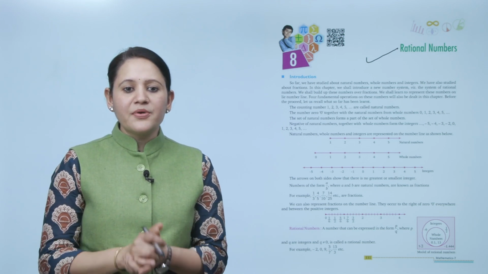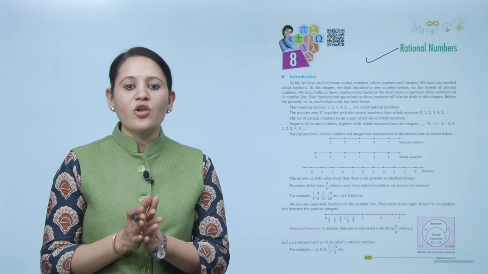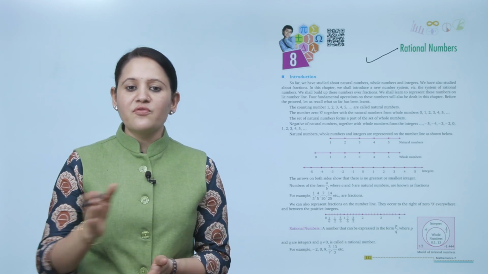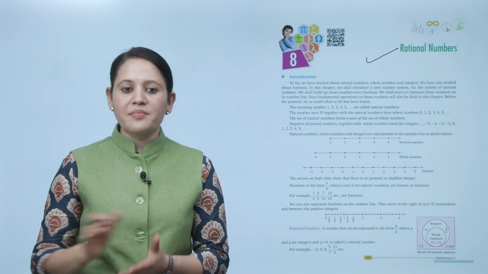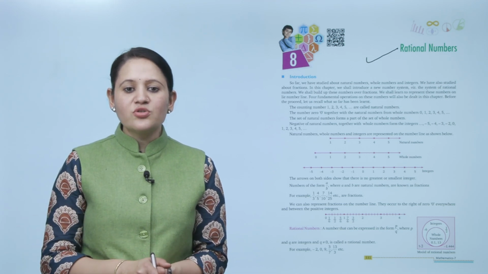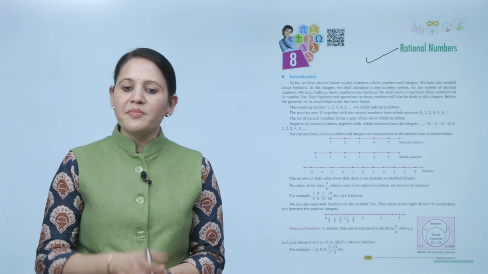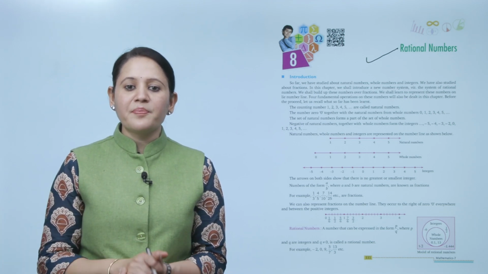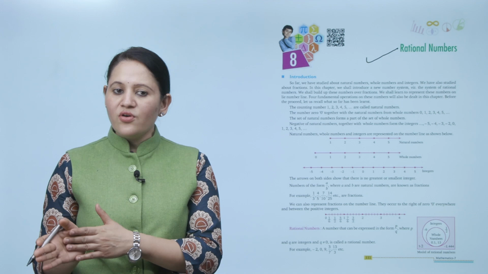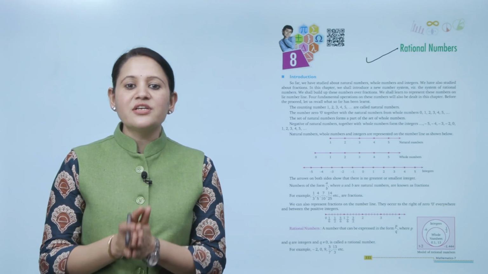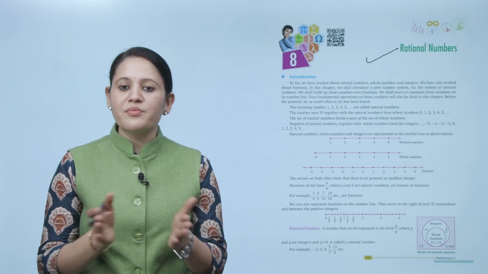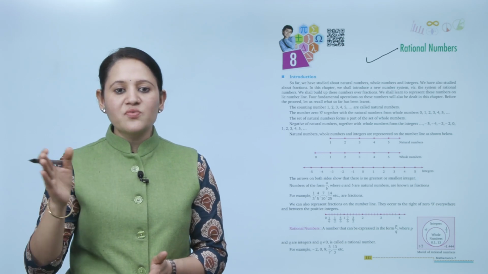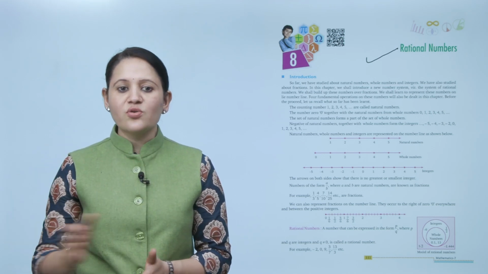Before we proceed, let us recall what has been learned so far. The counting numbers 1, 2, 3, 4 and so on are called natural numbers. The number 0 together with the natural numbers forms the whole numbers: 0, 1, 2, 3, 4 and so on. The set of natural numbers forms part of the set of whole numbers. Negatives of natural numbers together with the whole numbers form the integers: minus 5, minus 4, minus 3, minus 2, minus 1, 0, 1, 2, 3, 4 and so on.